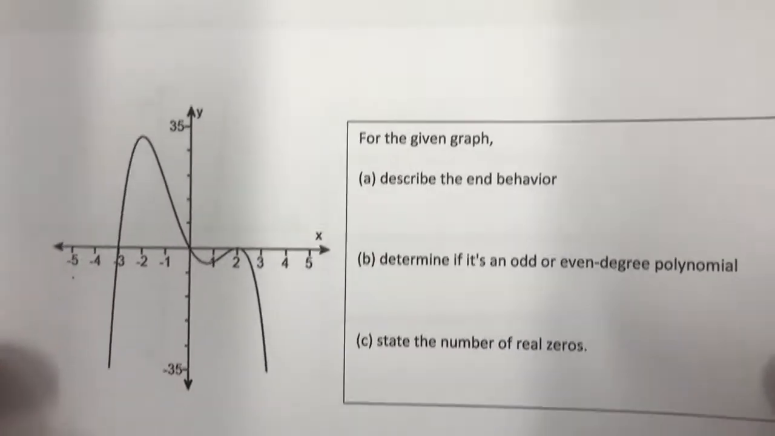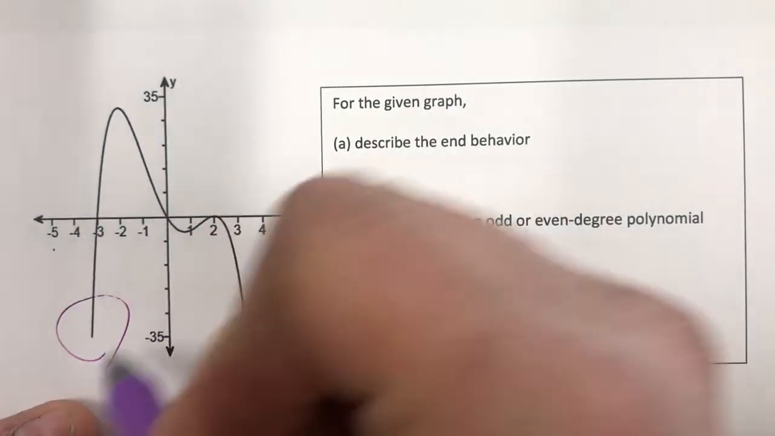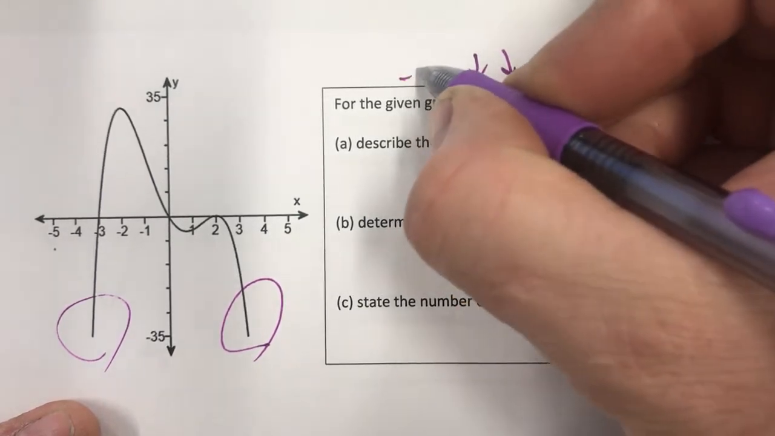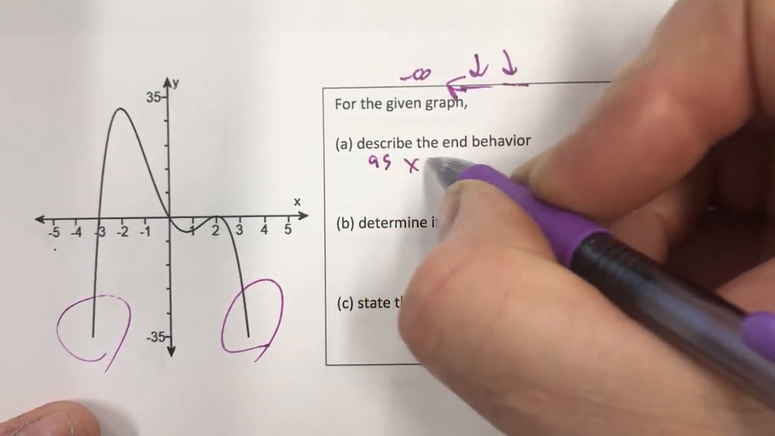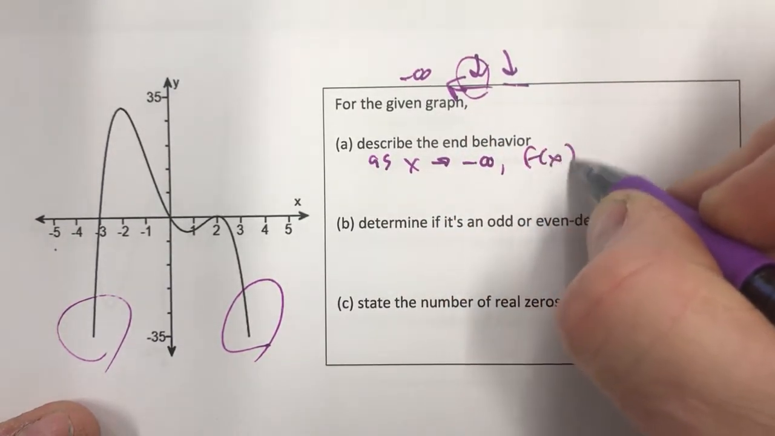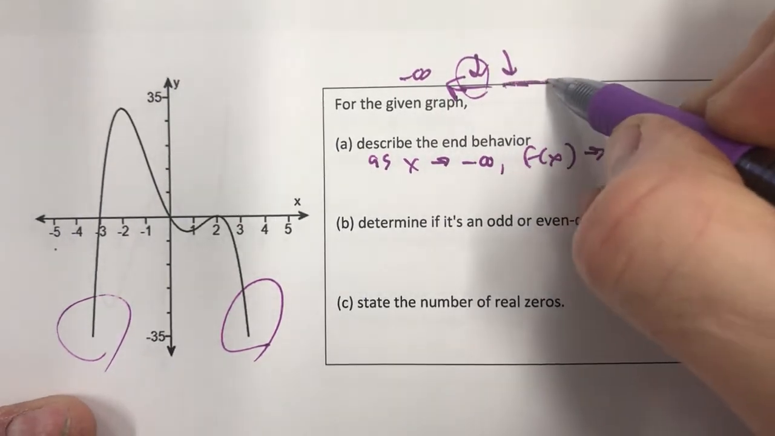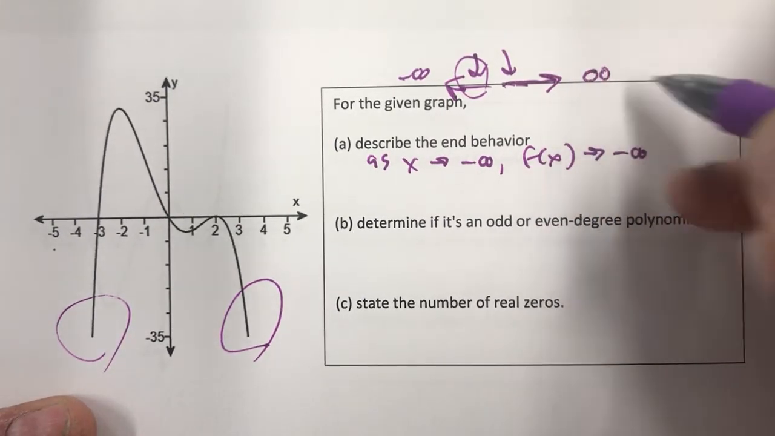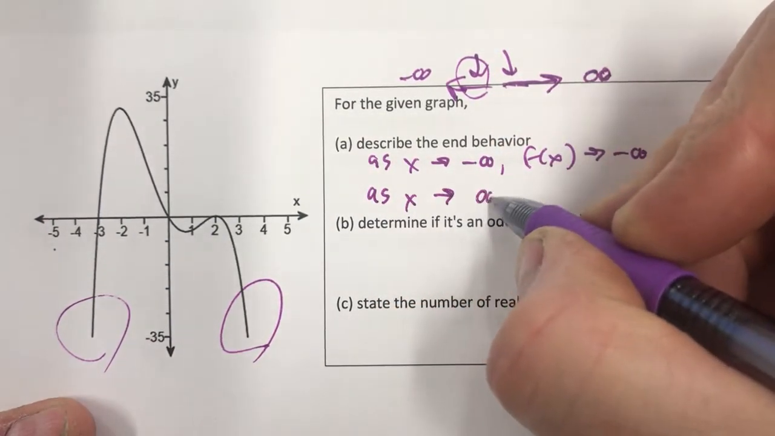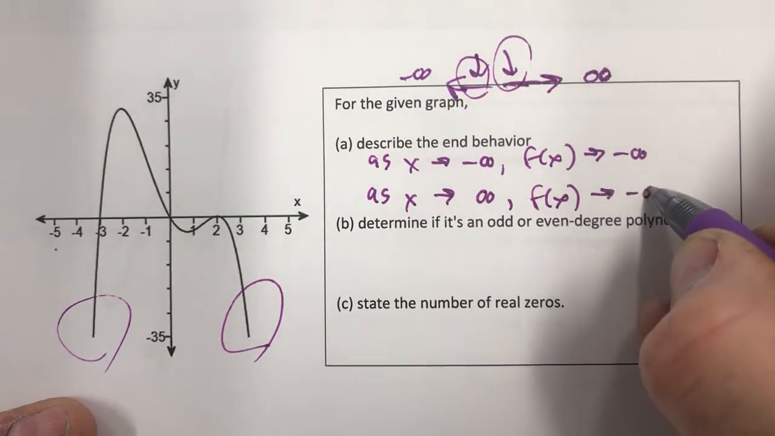This next one here. All right, well, this side's going down, this side's going down. So they're both going down. All right, so as x approaches negative infinity, this is going down. So the function of x approaches negative infinity. All right, as this side, here we go to positive infinity. Okay, so as x approaches positive infinity, the function of x is going down. So it's going to negative infinity again.